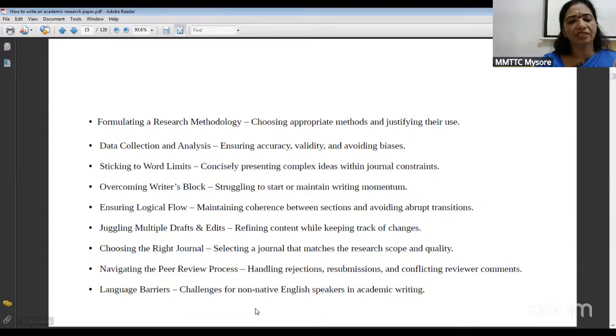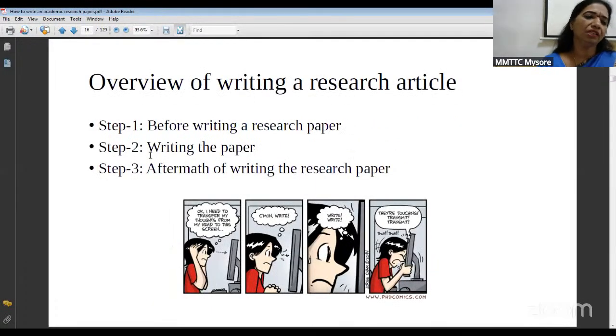And you will also face language barriers, because English is not our main language, right? So we have a major problem with English. What you can do is adopt Grammarly. Now there are a lot of softwares, which are paid, that will help you very genuinely. So you can take the help of such softwares.